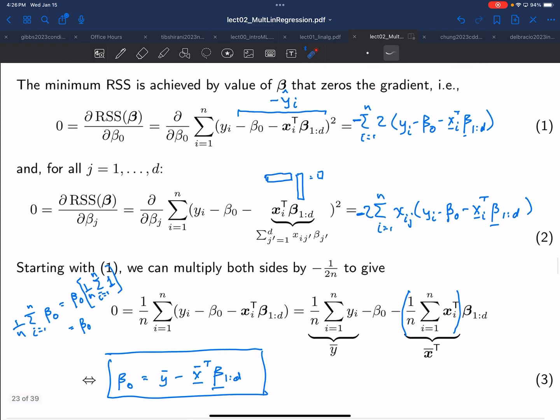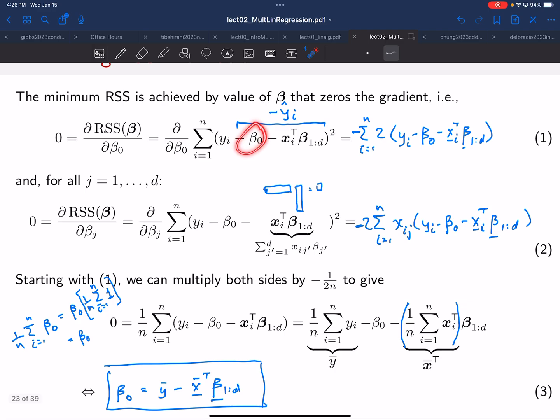Yeah, so if you remember, beta naught is our intercept term. If you remember our regression plane, it's the thing that slides, it's how much we slide it up and down. And then beta 1 through d contains all the slope parameters which describe how we tilt the plane. And so we're just separating them out. We see that the optimal height of the plane can be computed from the mean of the targets and the mean of the features and the slope coefficients, if we knew the slope coefficients. We don't know them yet, but that's our next task.